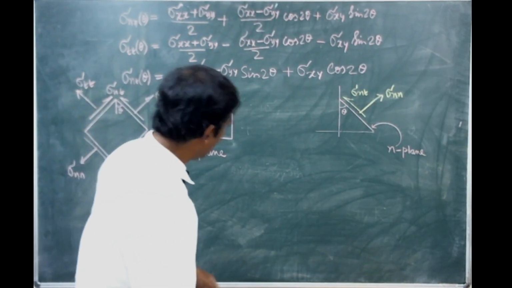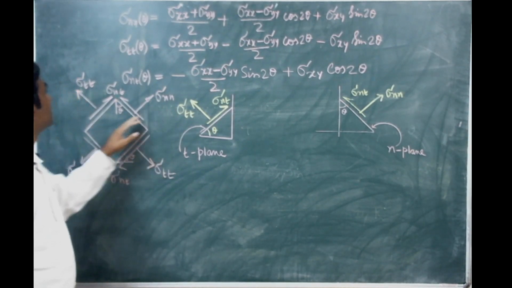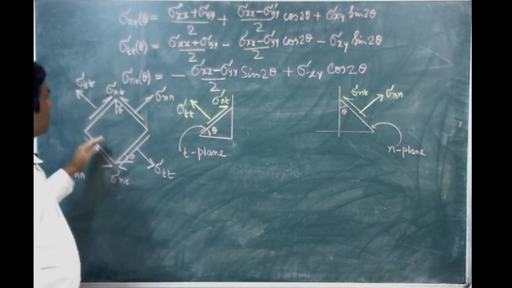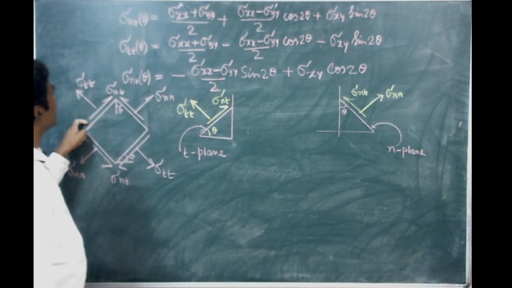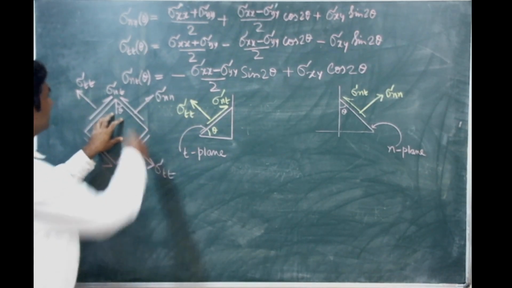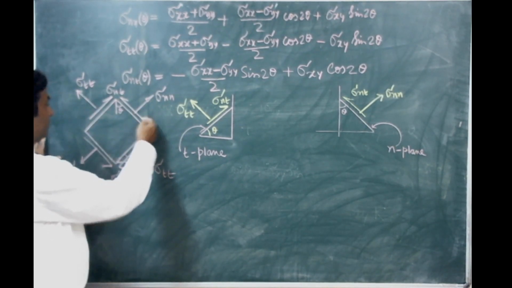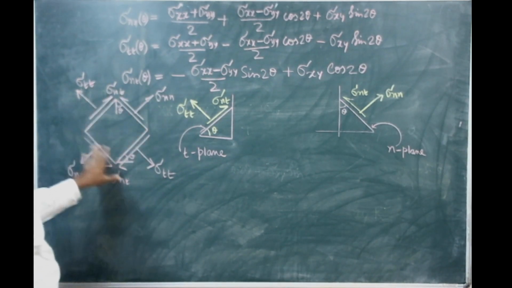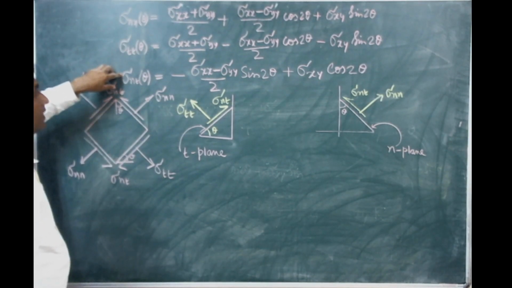Okay, so now what we do, we change the notation a little bit. We say that it is the n axis and it is the t axis. So this is basically the n plane and this is basically the t plane. So this block, where this face is the plus n plane, minus n plane, plus t plane, minus t plane, and the stresses acting on that t plane and n plane are shown in this diagram, where the expressions are all written here.